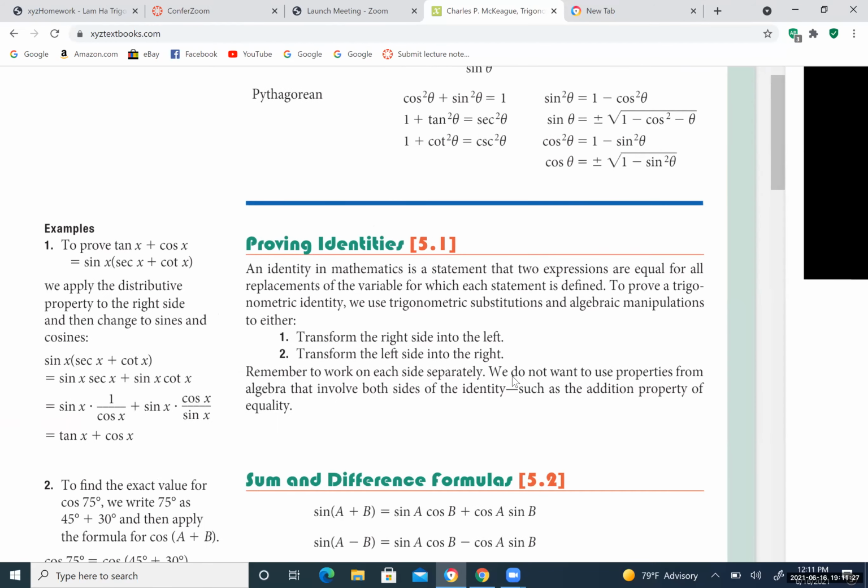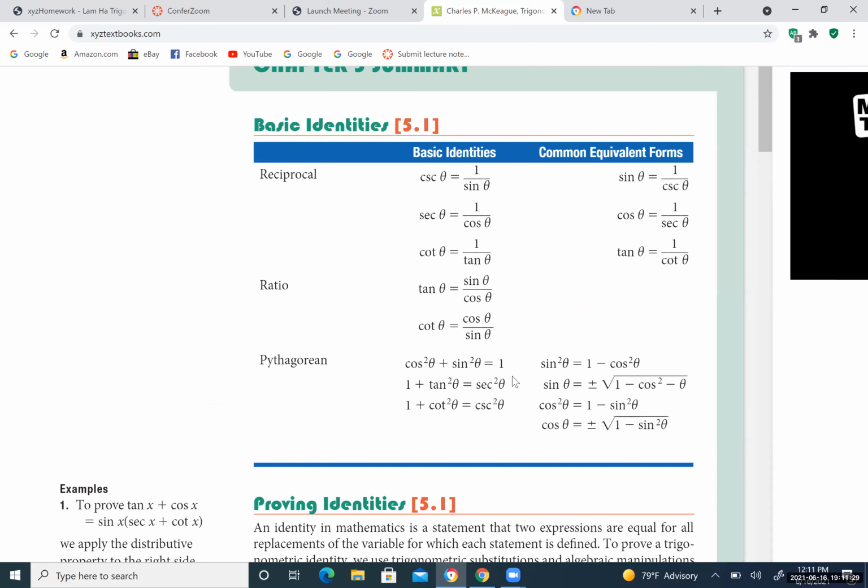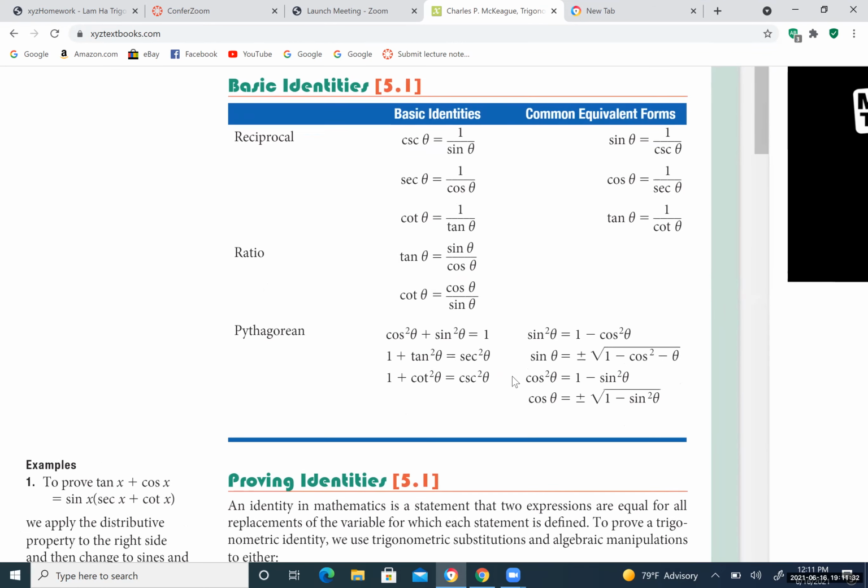So for proving identities, like I said, you need this basic identity table to help you, because almost all the time you convert secant, cosecant, cotangent, tangent, and stuff like this into the simple form, which is the fractions like this. And then from there, you will prove slowly and get the answer. So when you're proving something, you will always need this. You will want to convert the general form into the smallest form.